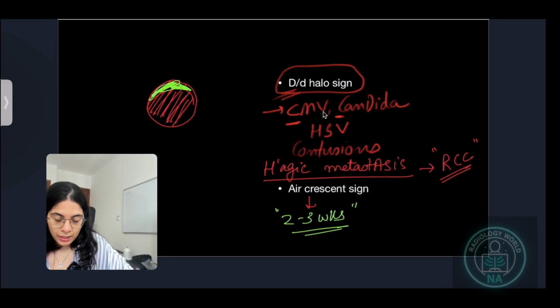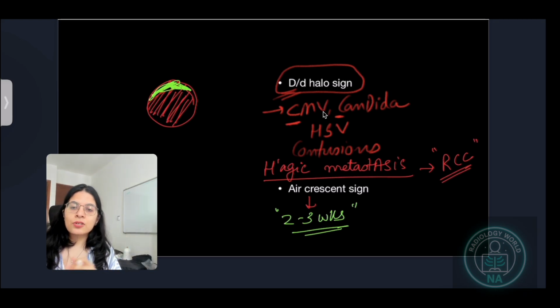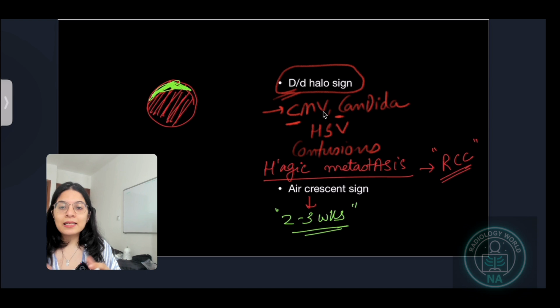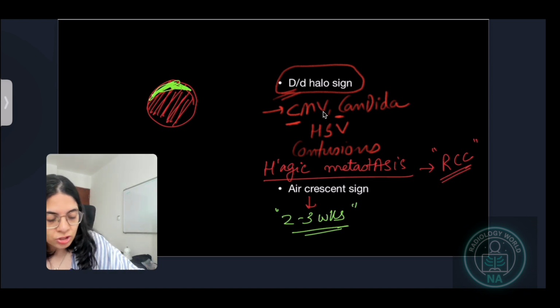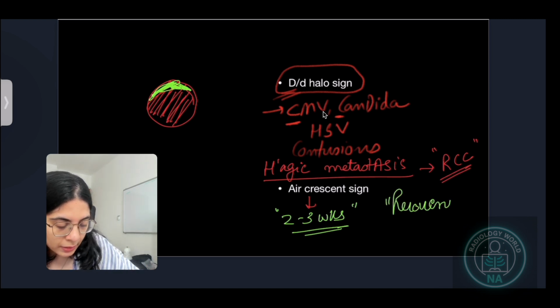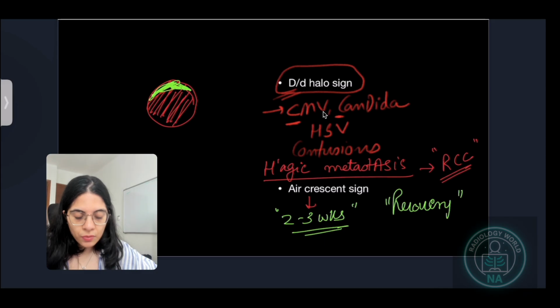So if they give you a history and an image with an air-crescent sign, saying the patient has angio-invasive aspergillosis and has recently started taking antifungals, this is indicating that the patient is actually improving. This is a sign of recovery happening in patients of angio-invasive aspergillosis. So this is an important clinical vignette: recovery happens when the air-crescent sign is seen in cases of angio-invasive aspergillosis.